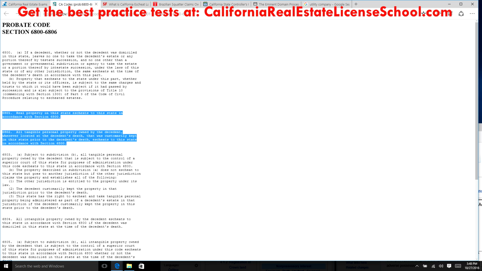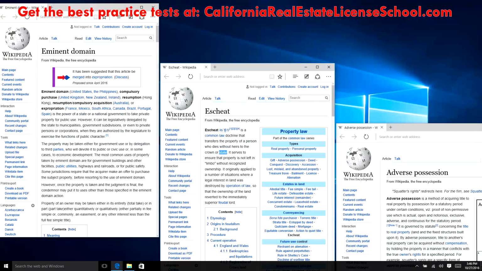So you are out of luck. So this is escheat. Let's move on to the last one, adverse possession.